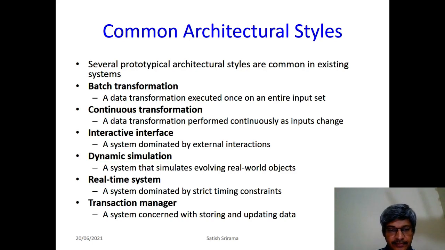We'll see them. And the last one is the transaction manager. Okay, so a system concerned with storing and updating data. Okay. Let us look at each and every type of system. What are the architectural styles for those things?